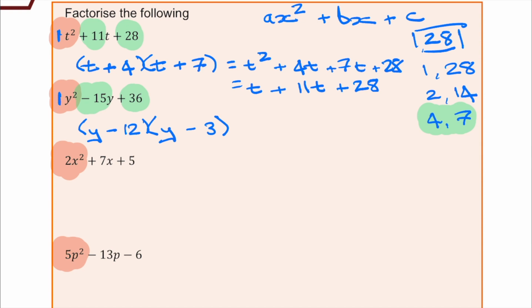Okay, the third example that we've got here is actually a non-monic quadratic. So there's a couple extra steps that we need to go through in order to factorize it. Let's have a look at what we need to do. So step number one is to take the coefficient of the x squared, so the 2, and times it by the constant on the end, so the 5.